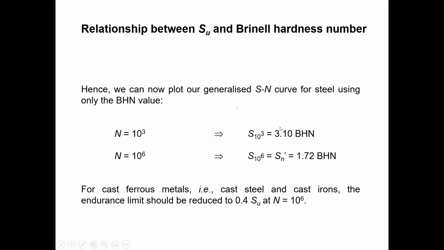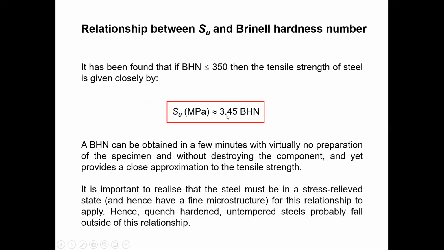Okay, this is the relationship between BHN and other strengths, from ultimate tensile strength to the fatigue strength at 10 to the power 3 cycles to the strength at 10 to the power 6 cycles. This is the endurance limit. So the endurance limit Sn prime is equal to 1.72 BHN. So likewise, you can use these two equations. They will provide these equations. Okay, you don't need to keep these equations in mind, but if you can just keep them in mind. Sometimes they will not provide this equation.